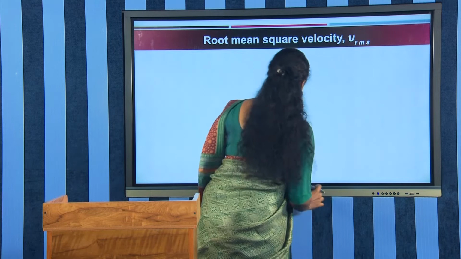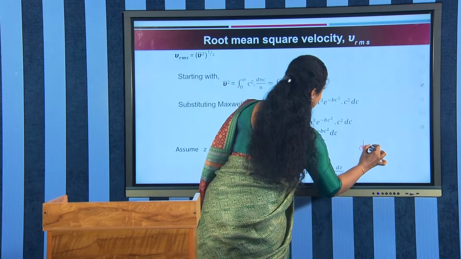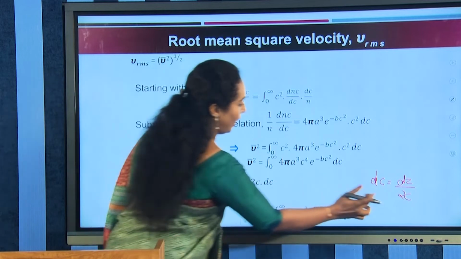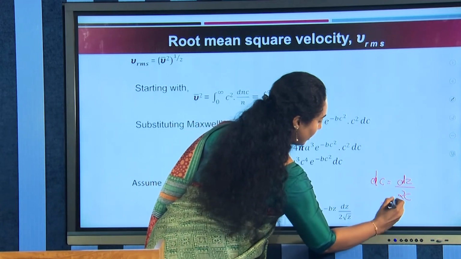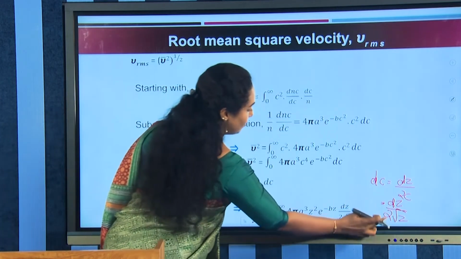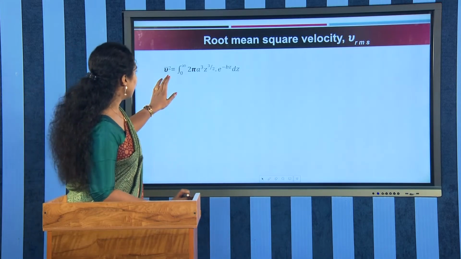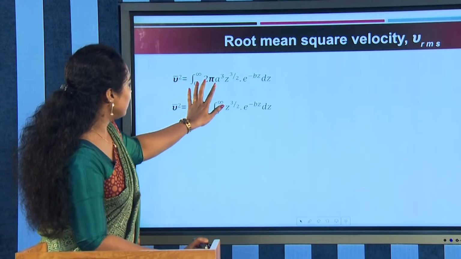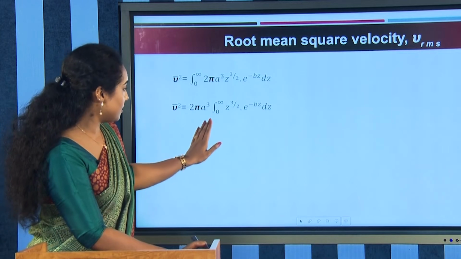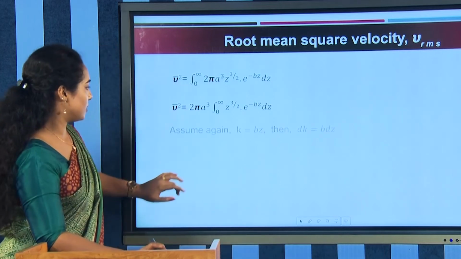In the previous case also, we have done it in a similar way, that is dc is equal to dz by 2c according to this assumption, and we are again substituting this c, so that we can write it as dz by 2 root z, that is being given here. And again simplifying, we can write it as 2 pi a cube root of integral 0 to infinity z raised to 3 by 2 into e raised to minus bz dz.